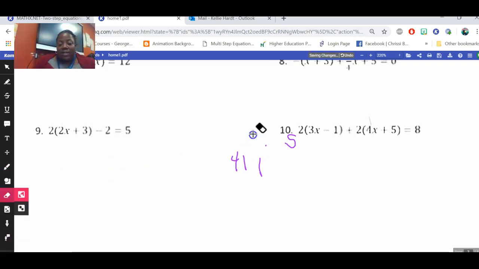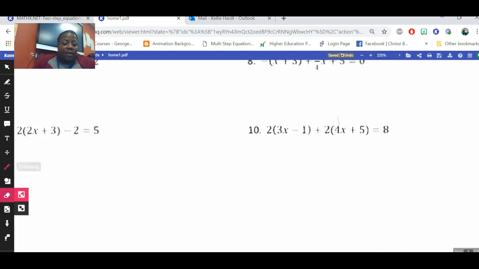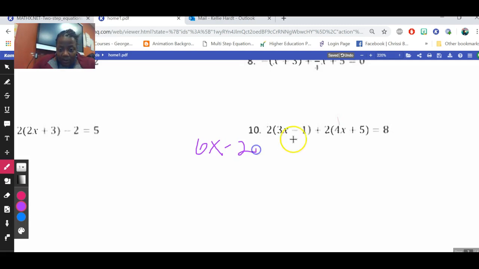And let's go with number 10. Here we go. 2 times 3, 6x. 2 times -1, it's -2, right? And then I see my plus 2, so I know my answer is going to be positive. 2 times 4, 8x, and I know it's positive, right? And then 2 times 5, that's going to give me a positive 10.